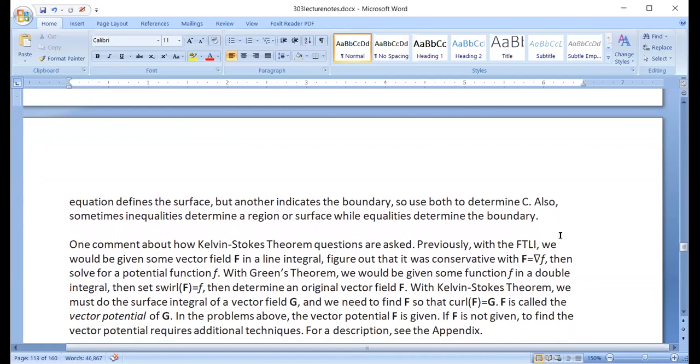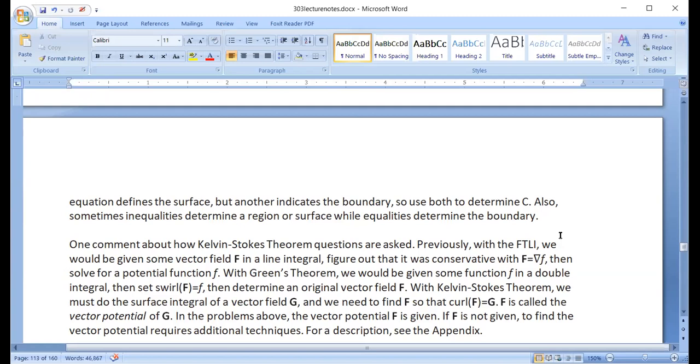Now, in all the problems here, vector potential F was given. Either it was just written as the curl of F, so you didn't even need to think about what the curl of this vector field G is, you're just given the original vector potential. Or in the last problem, you were told that here's vector field G, and here's the other vector field whose curl is G. So you were given the vector potential.